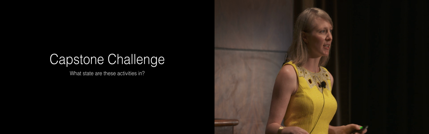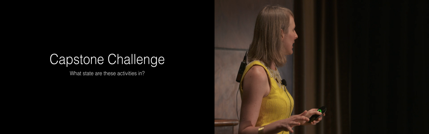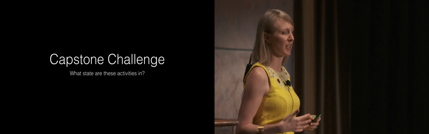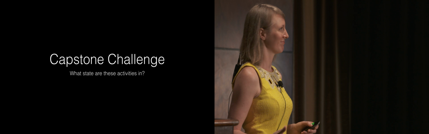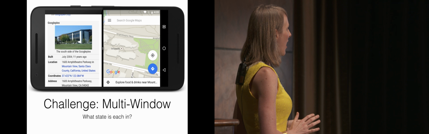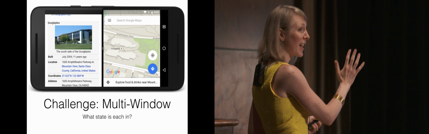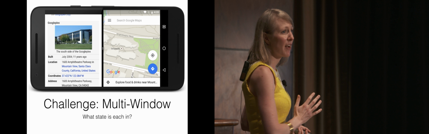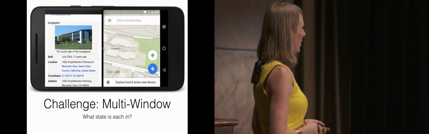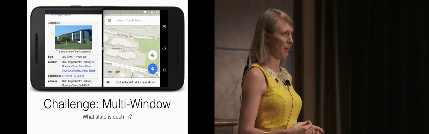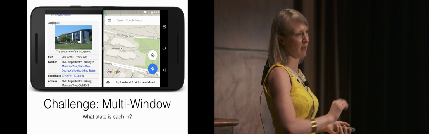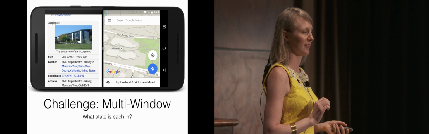Okay, so we're nearing the end here, and I wanted to have one capstone challenge, and I actually think this is pretty timely. I want you to reflect, you don't have to yell it out loud or anything. What state do you think these activities are in? Multi-window, right? So I've got two activities here now, all right? I've got on the right this maps activity that I'm actively interacting with. And on the left, I've got Chrome where I'm viewing information about perhaps a location that I'm looking for. All right, so I'm actively interacting with the maps, but I can still see Chrome. Which state do you think the maps activity is in? Think for a minute.